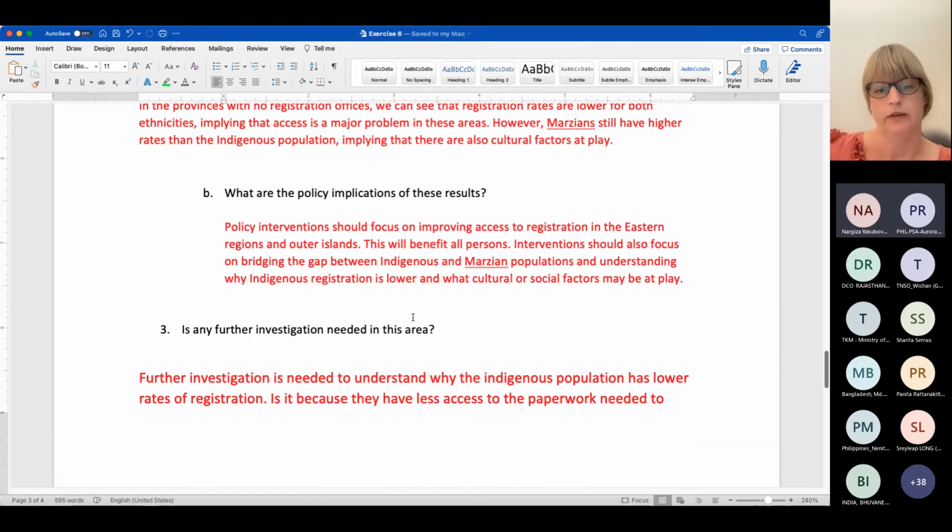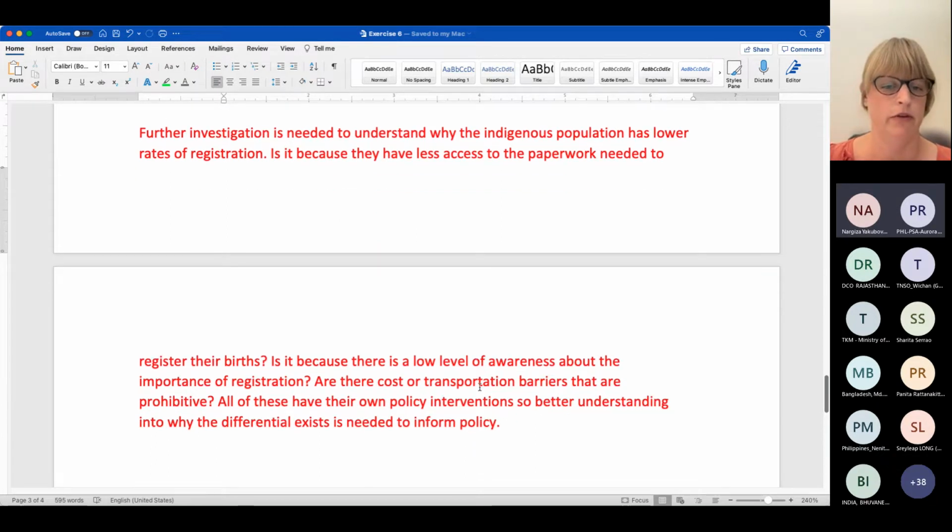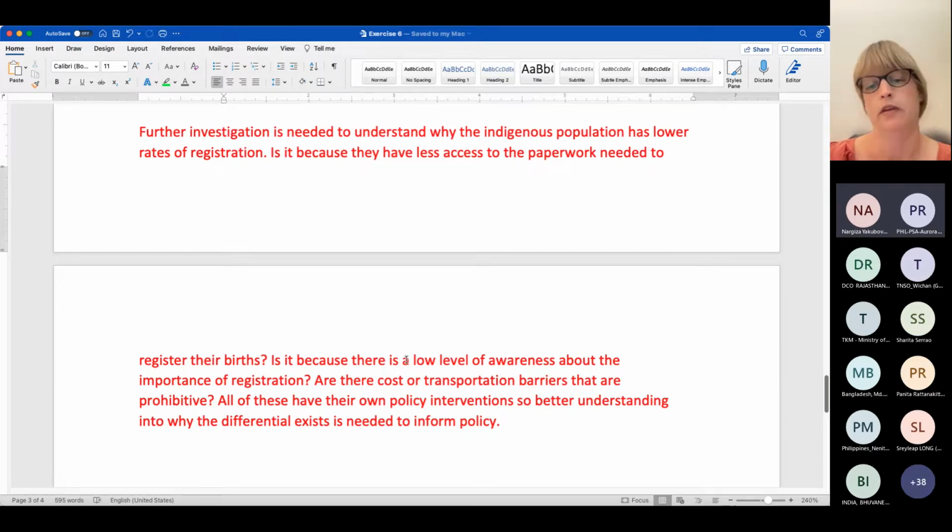If there's any further investigation in this area, we would need to understand why the Indigenous population has lower rates of registration. Is it because they don't have the paperwork they need to register? Maybe they don't have their own birth certificates or marriage certificate. Is it an awareness issue? Are there barriers such as the cost of transportation to get to the office, or the cost to register and get the birth certificate? Each of these things has its own policy implications, so we need to better understand which exactly is driving the differentials in order to improve the situation.